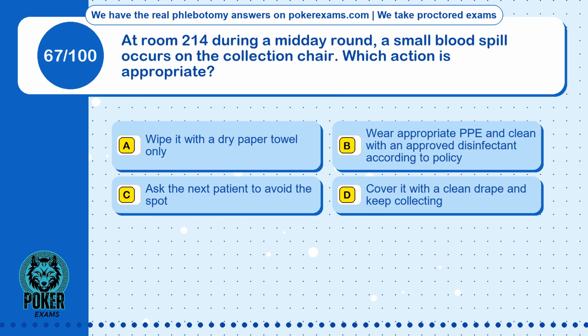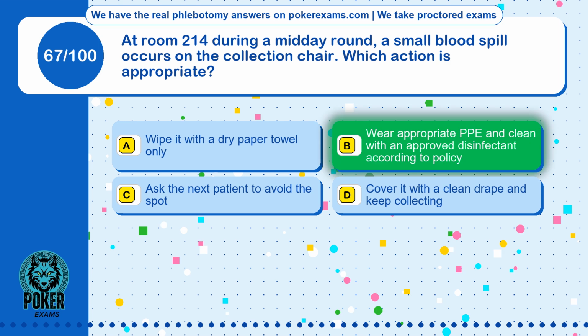Question 67. At room 214 during a midday round, a small blood spill occurs on the collection chair. Which action is appropriate? Option A. Wipe it with a dry paper towel only. Option B. Wear appropriate PPE and clean with an approved disinfectant according to policy. Option C. Ask the next patient to avoid the spot. Option D. Cover it with a clean drape and keep collecting.